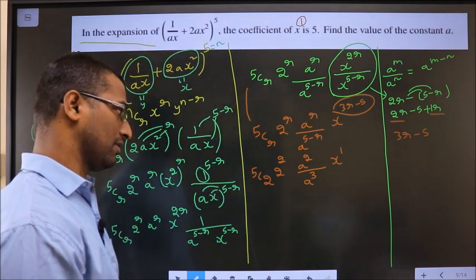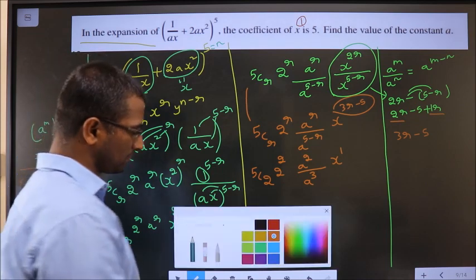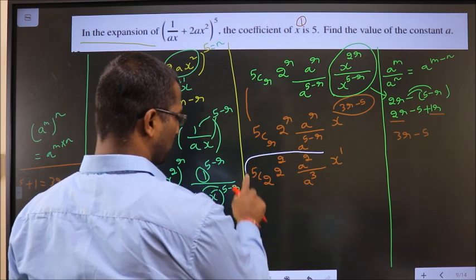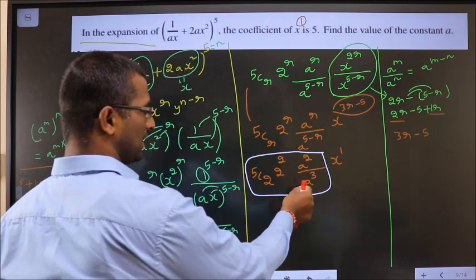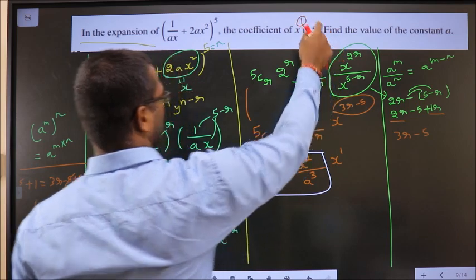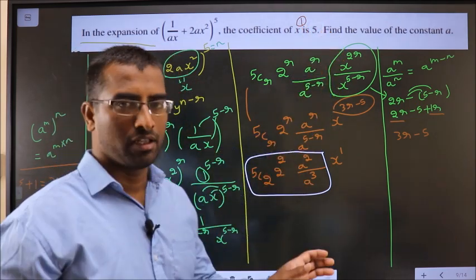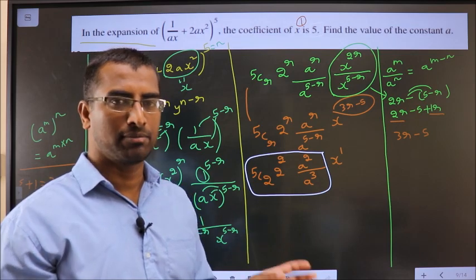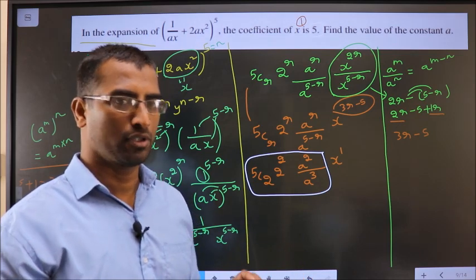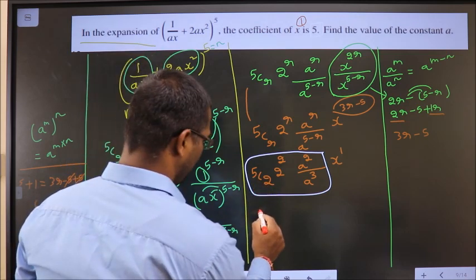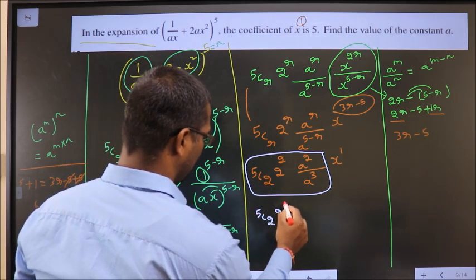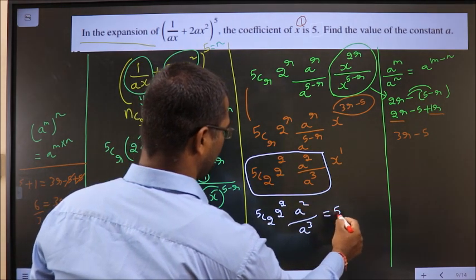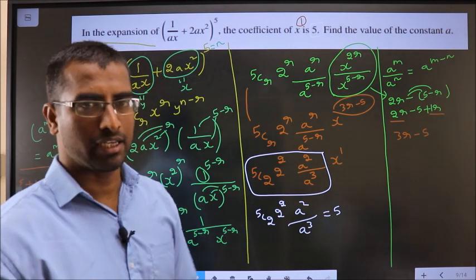Okay. Now, given to us is that the coefficient of x^1 is 5. Here the coefficient is this, and here he told x^1 coefficient is 5. Both represent the coefficient of x^1. That could only happen if both are equal. So equate both: 5C2 into 2² into a² by a³ is equal to 5. Simplify this, you will get the value of a.